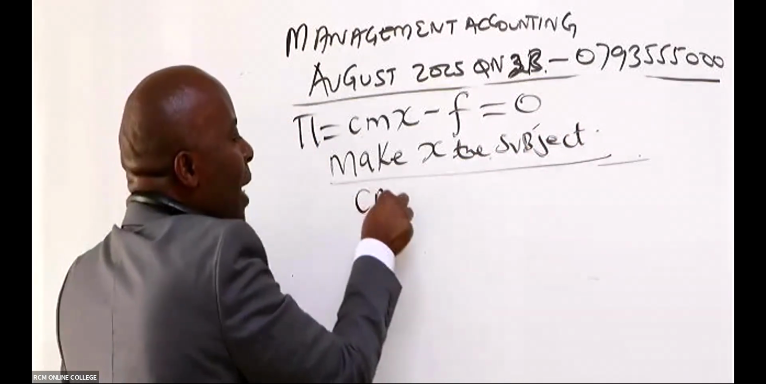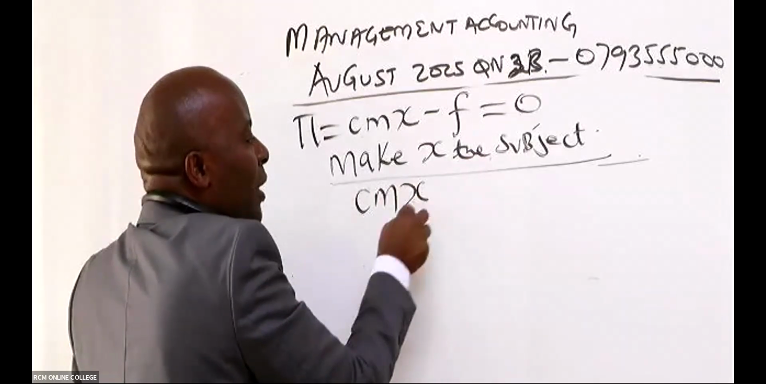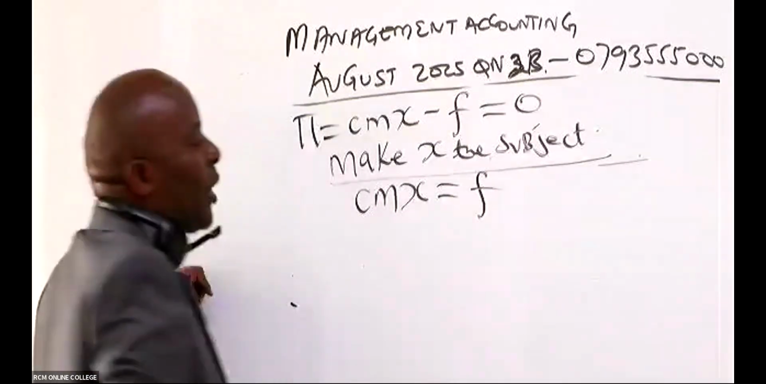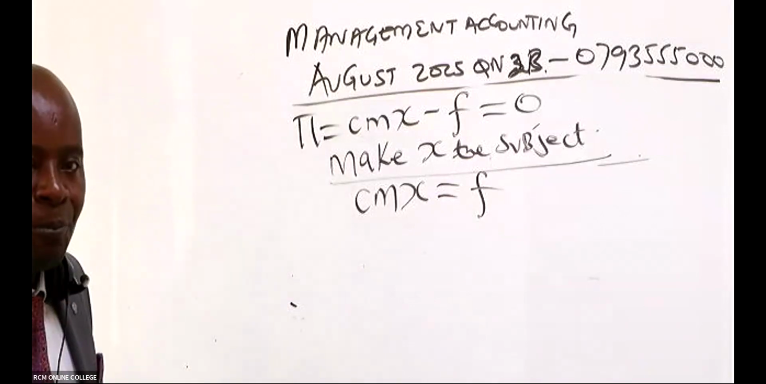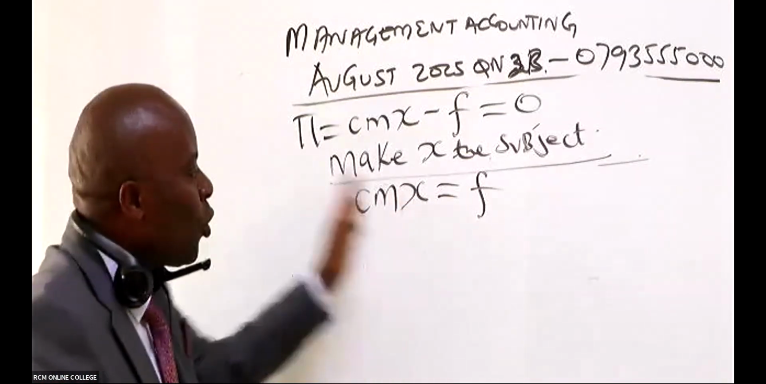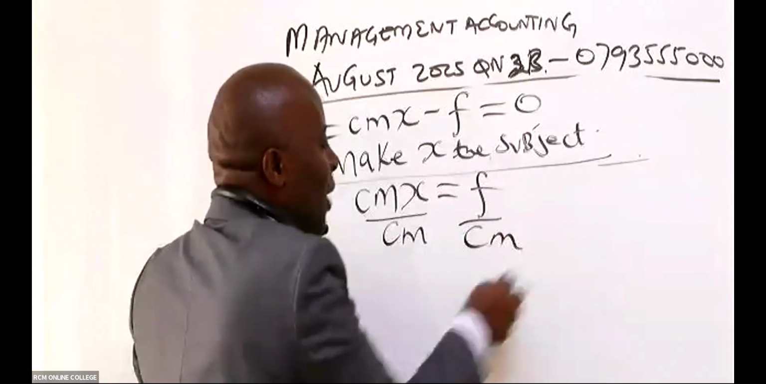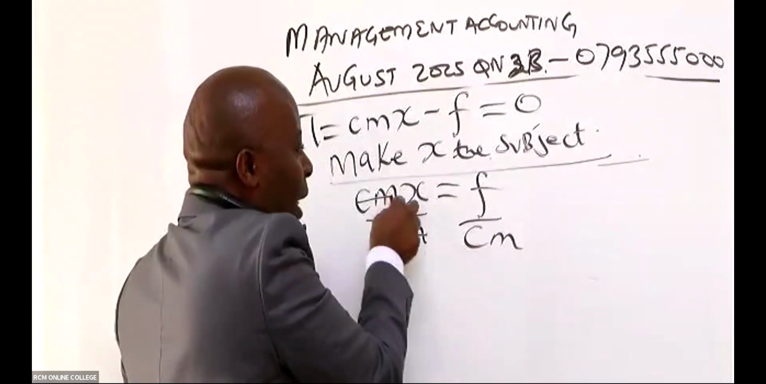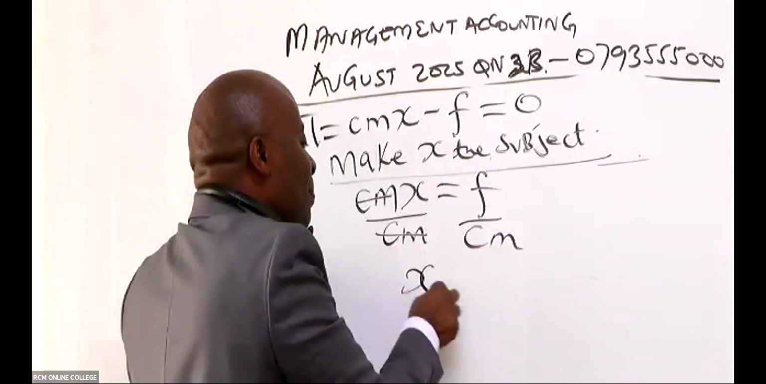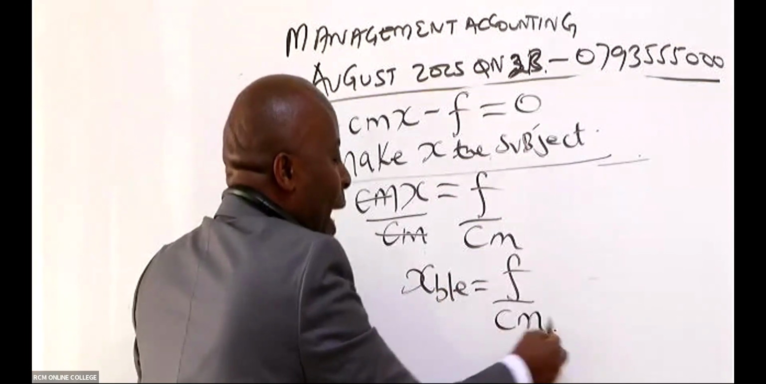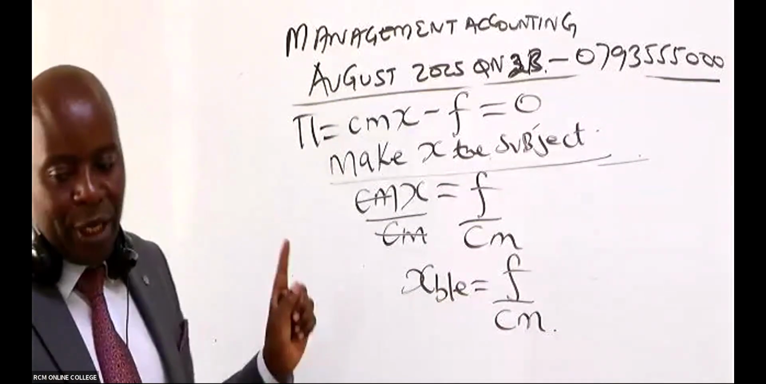If you try making X the subject of the formula, when F crosses over, the CMX will be equal to F. I would want X to be left on one side alone. So I must come here and divide by CM. So that at the end of the day, this and this cancel, and we are getting a very important equation that nobody will ever tell you to derive.